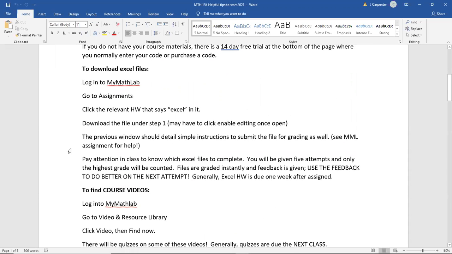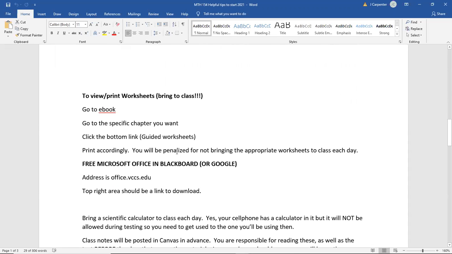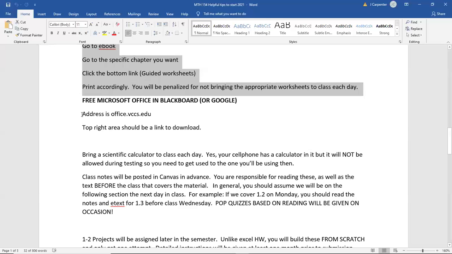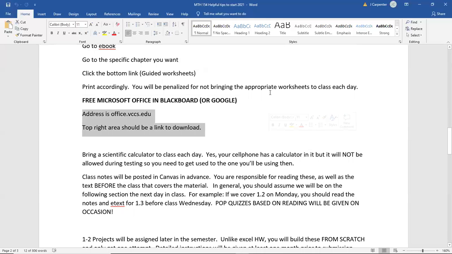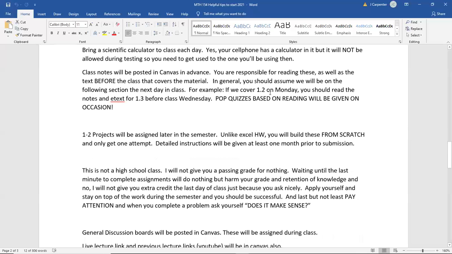This helpful tips tells you how to get to your Excel files and what to do if you're my 154 student, or for whatever 154 you're in. How to get to those course videos, which we already talked about. Submitting MyMathLab homework, we talked about. Getting to the workbook if you don't have the physical copy, we talked about. Getting your free copy of Excel that you download, don't use it on the internet. There it is. And again, substitute programs like Apple's Numbers or Google Sheets or whatever OpenOffice calls theirs cannot be used. You will lose lots of points.